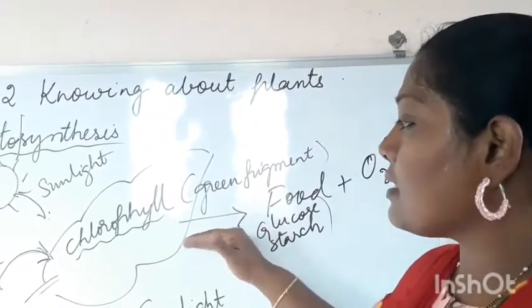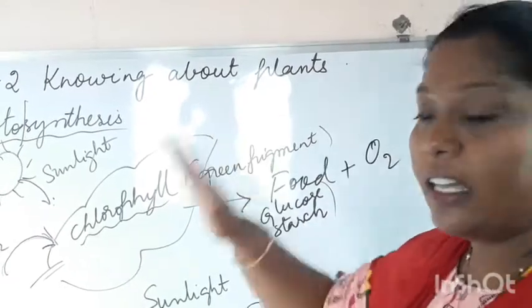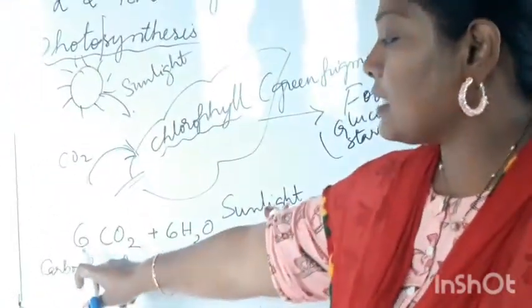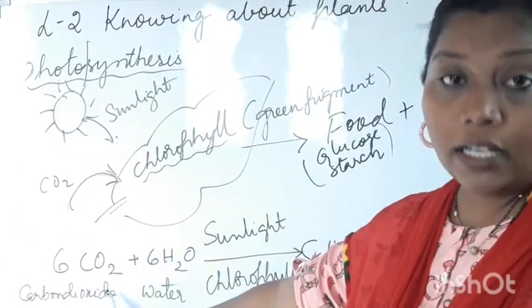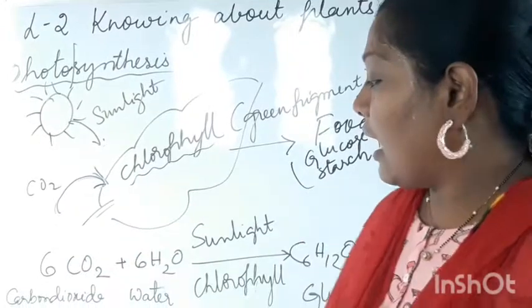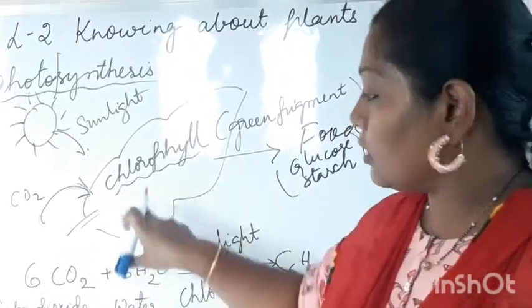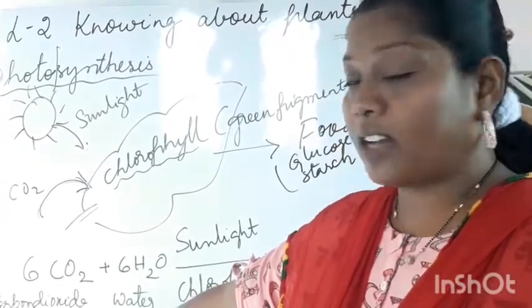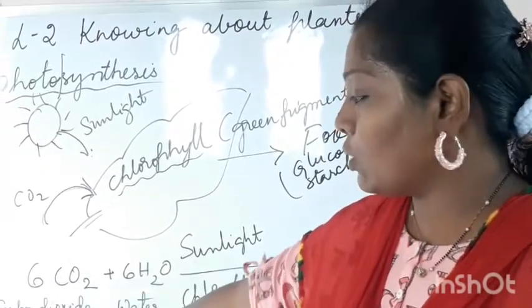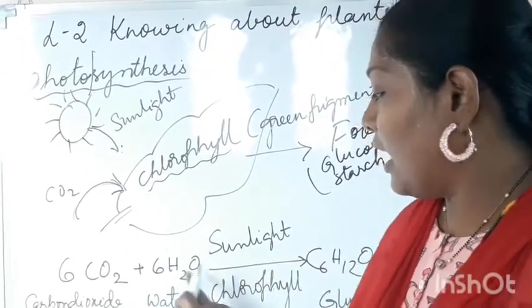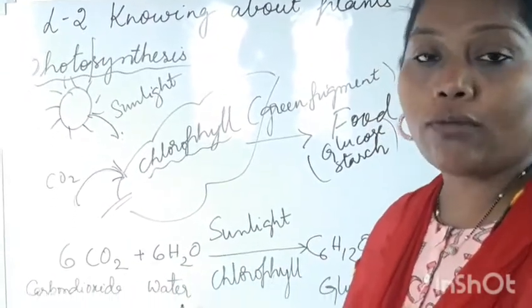Now, we will see the same reaction in the equation formula. Okay. Here, 6 molecules of carbon dioxide. I said carbon dioxide, right? And 6 molecules of water, the water which is present in the leaf. CO2 is the molecular formula of carbon dioxide. H2O is the molecular formula of water.